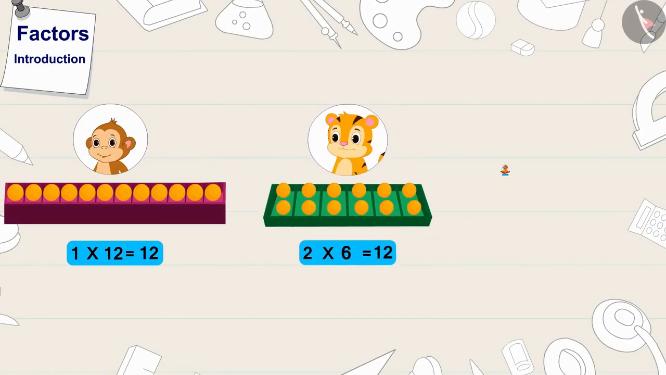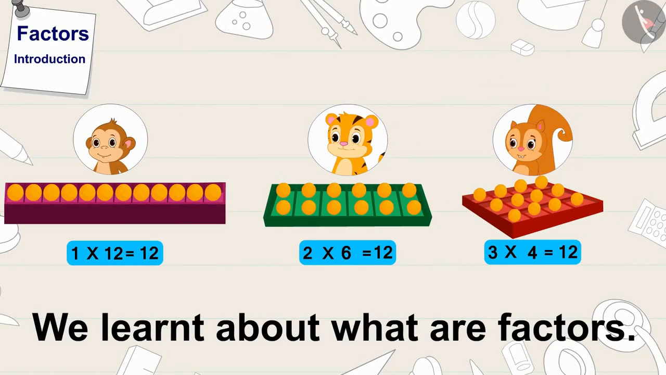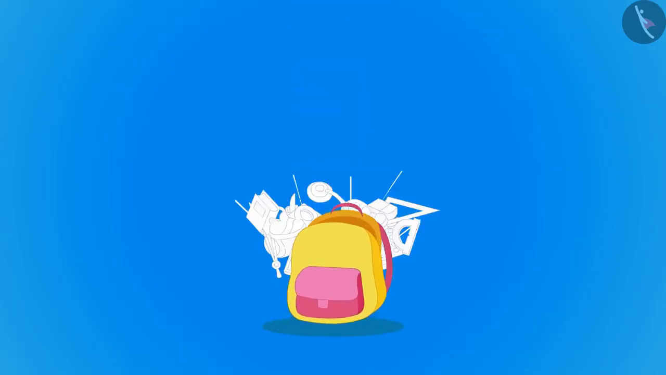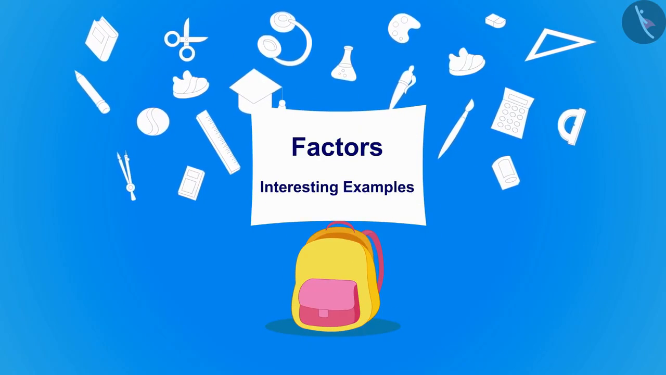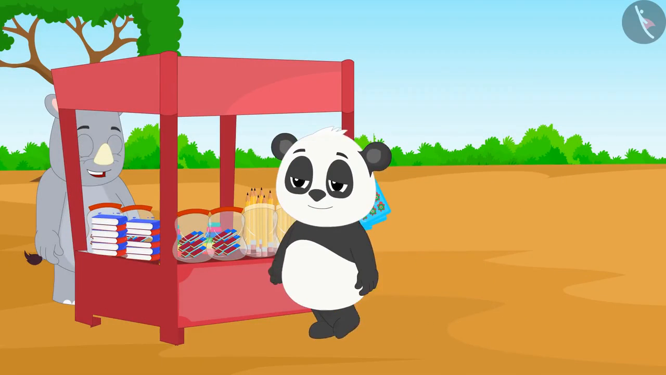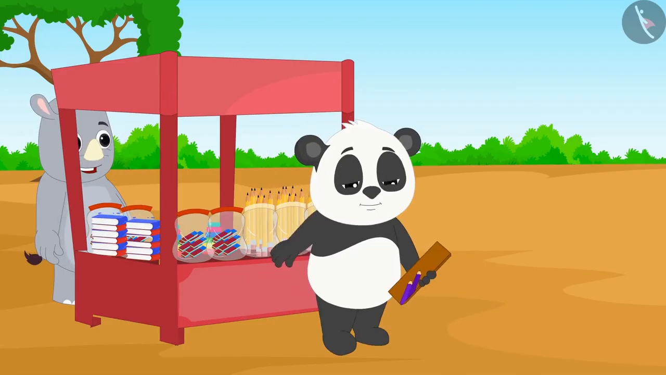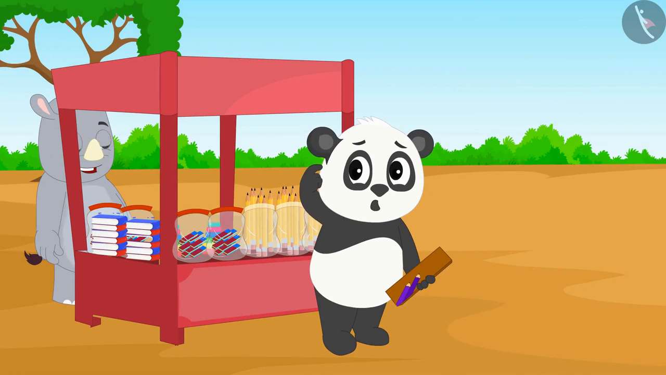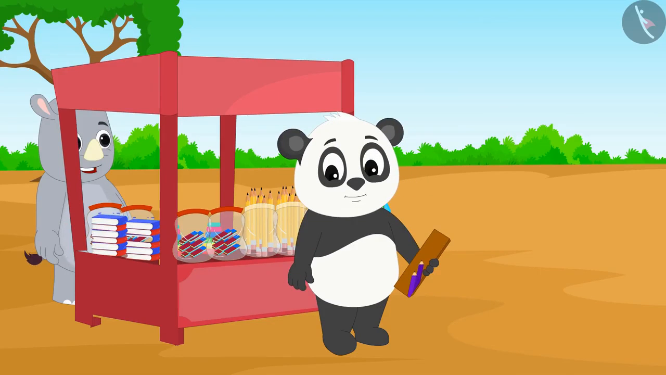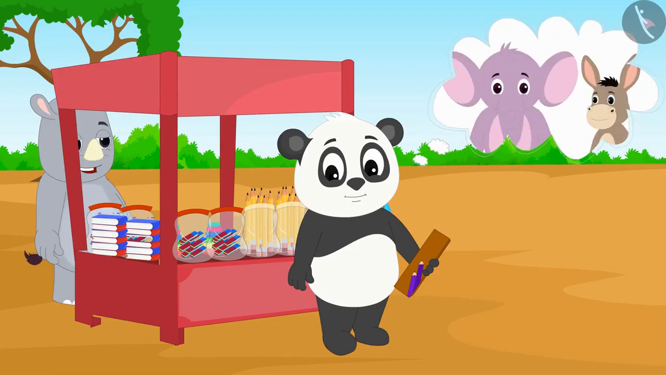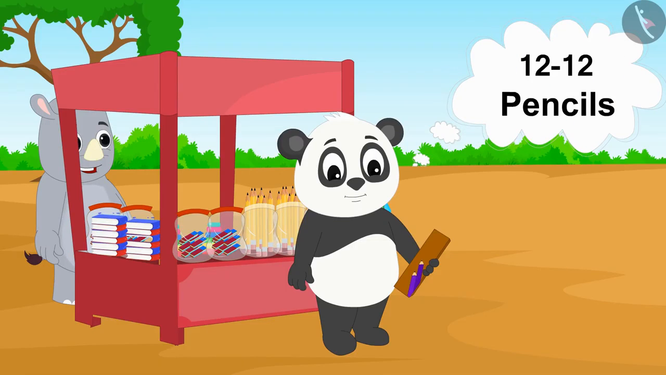Hello children! In the last video, we learnt about what are factors. In this video, we will learn more about factors through some interesting examples. Golu bought a box of 24 pencils from the market. Golu thought that he would distribute these pencils equally among his friends. At first, Golu thought that he would give 12 pencils to 2 of his friends.